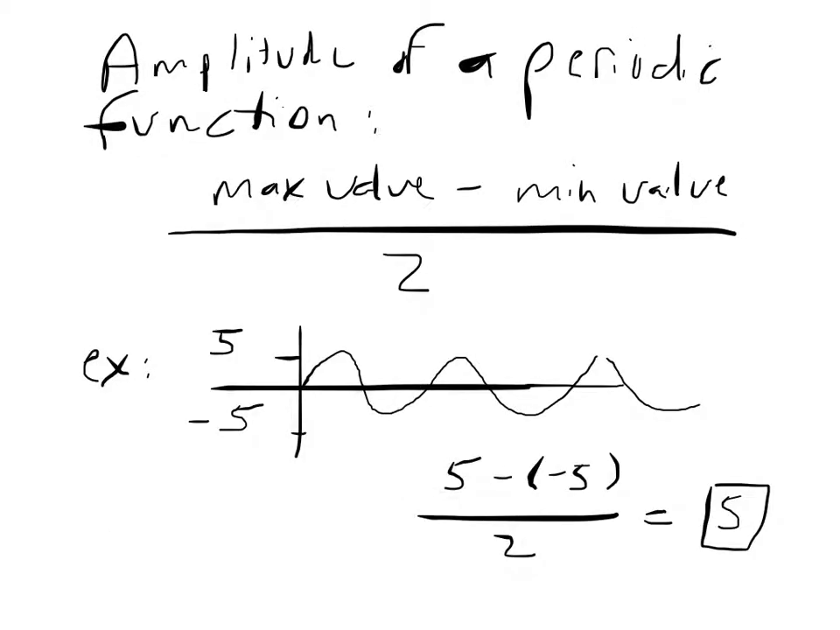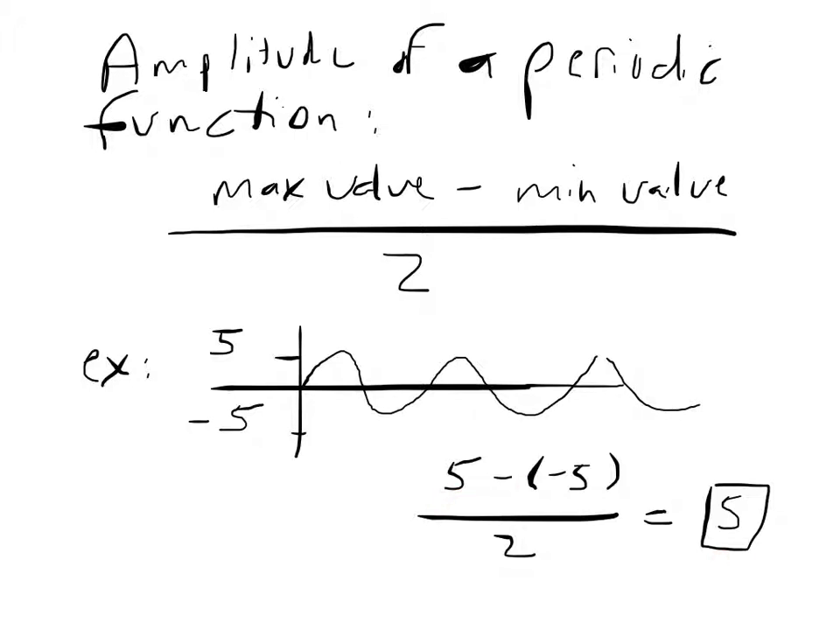The amplitude of a periodic function, because we only talk about amplitude for periodic functions, is simply the max value minus the min value, divided by 2. So if I'm looking at this periodic function here, and I'm assuming again it repeats, I've got peaks at 5 and valleys, low points, at -5. So my max minus my min is 10, over 2, or 5.